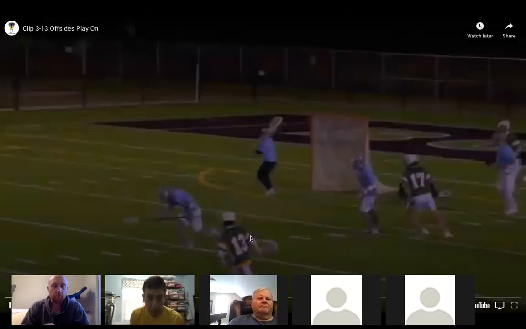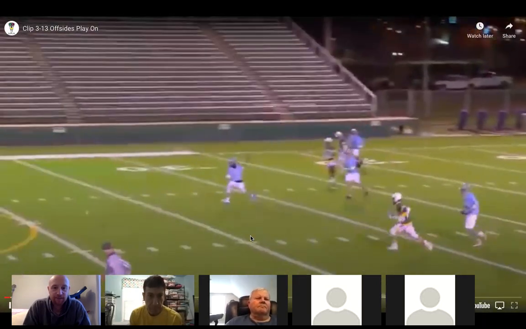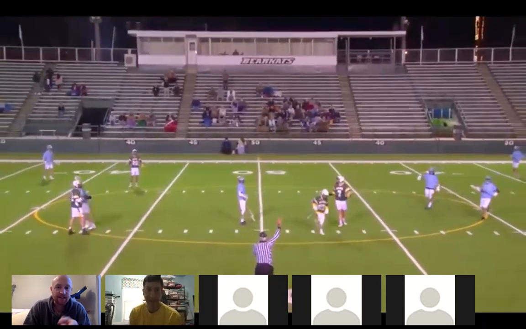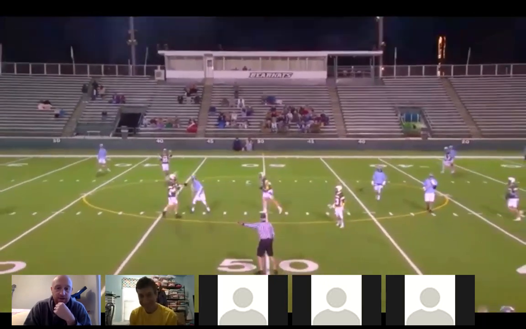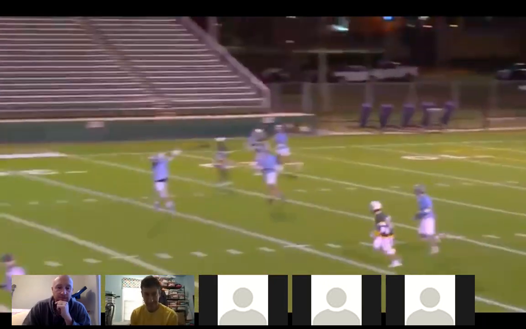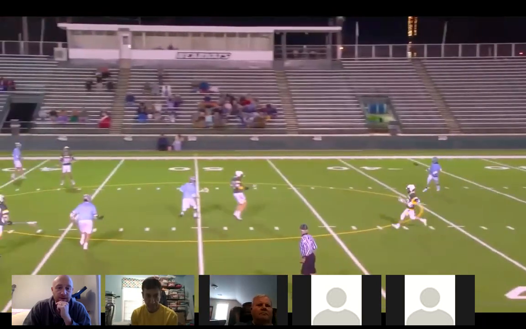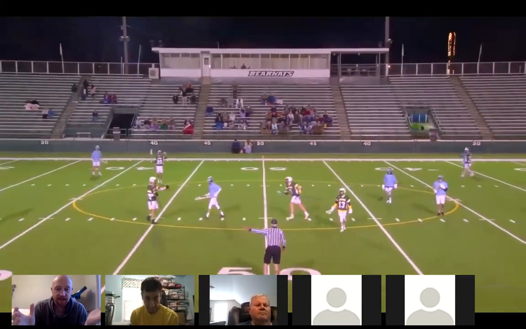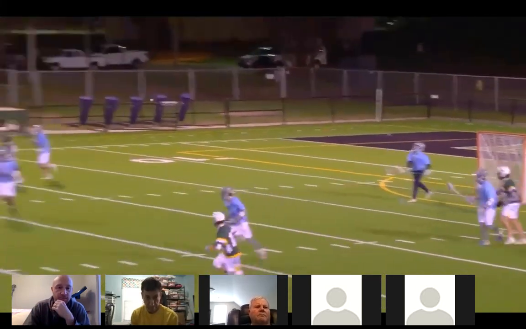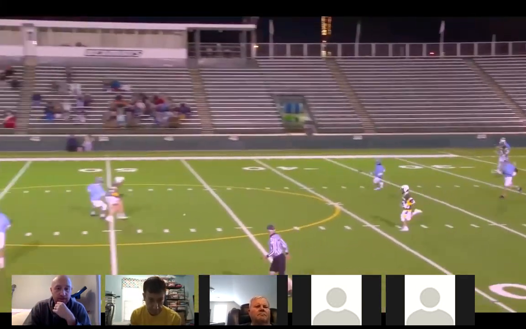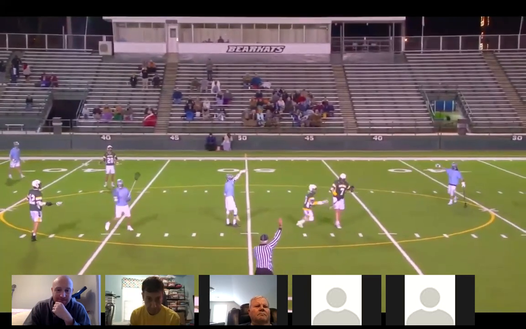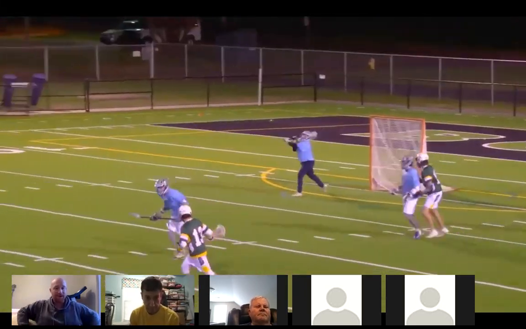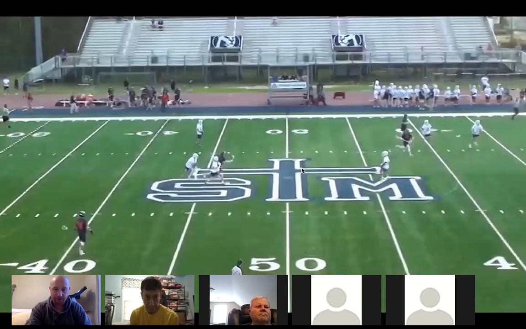Okay, we're just gonna look at one of these because it's a pretty blatant example of offsides. Did you see that? This is a loose ball offsides. Black player runs up to stop the ball. Boom, he's offsides. Loose ball offsides, play on, offsides, throw the ball the other direction.